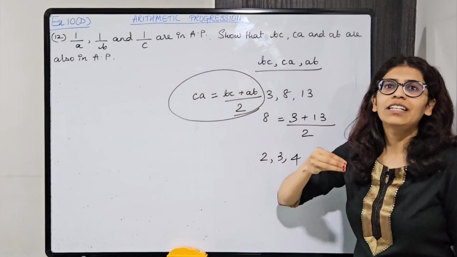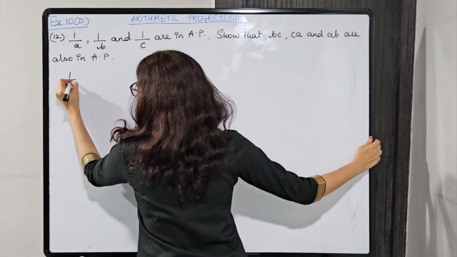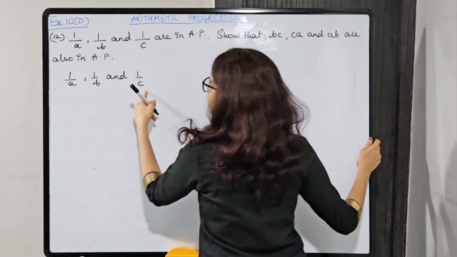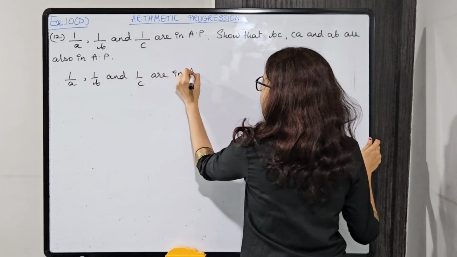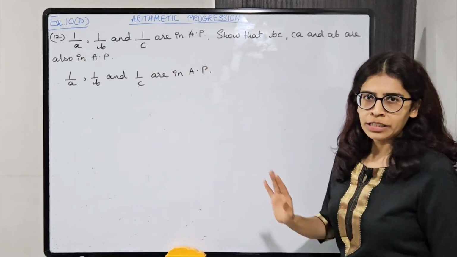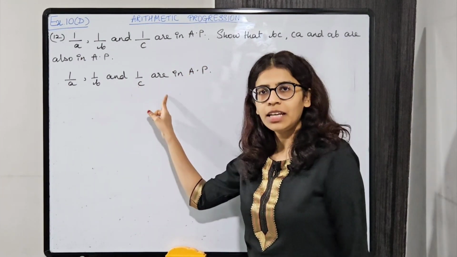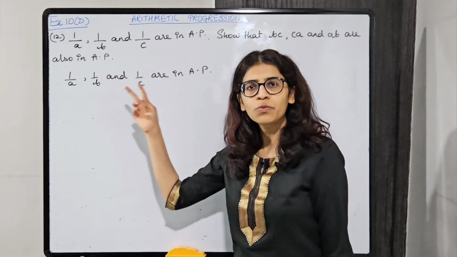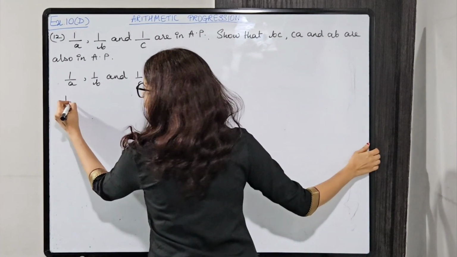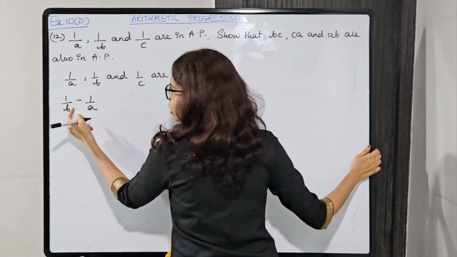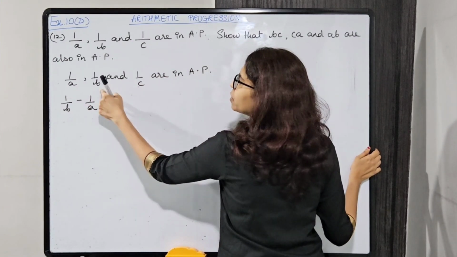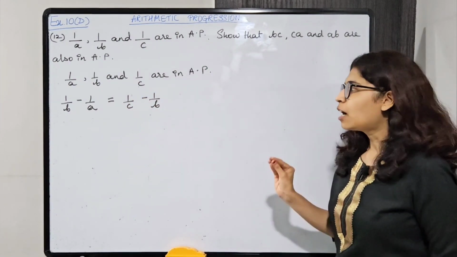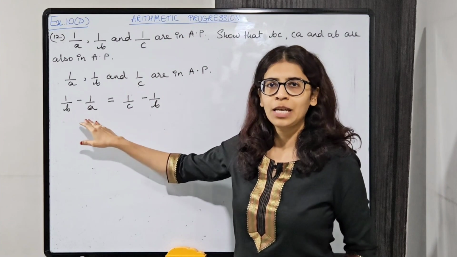Okay, so let's see now how we are going to solve. We'll write down the given first. So we are given that 1 by A, 1 by B and 1 by C are in AP. So write down the given. Now we know that the 3 terms are in AP, therefore the common difference is going to be same. Difference between the consecutive terms will be same, है ना? So 1 by B minus 1 by A, जो difference होगा, it will be equal to the difference between 1 by C and 1 by B. Correct?